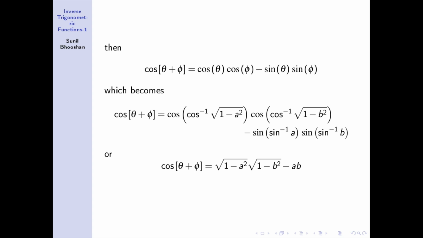Now the important thing is to realize that cos of cos inverse is the number itself. So cos of cos inverse of the square root of 1 minus A squared is equal to the square root of 1 minus A squared. Similarly, cos of cos inverse of the square root of 1 minus B squared is equal to the square root of 1 minus B squared. And sine of sine inverse A is A, and sine of sine inverse B is B. So from there, cos of theta plus phi is equal to the expression shown.